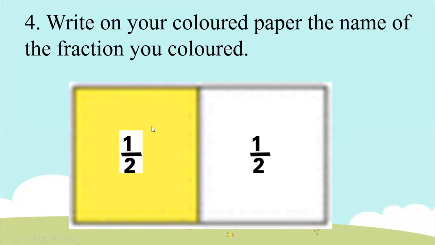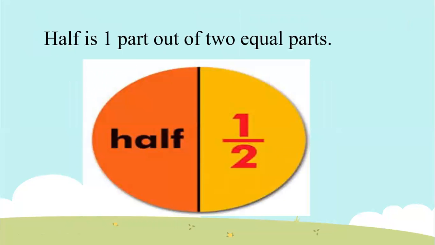So a half is one part of two equal parts. If you look carefully, you notice that both sides are equal. So we have a half on the left and a half on the right. Now, half is one part of two equal parts.